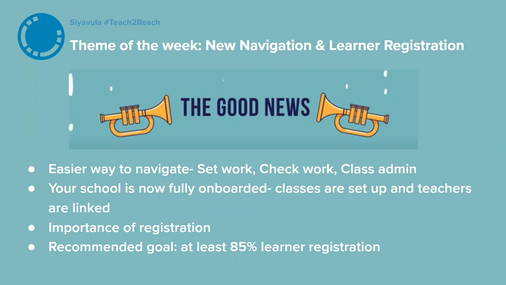At this point, our schools are fully onboarded. This means that classes have been set up and teachers have been linked to their classes. One important thing about learner registration is that when learners are registered, teachers are then able to see the full impact of the learners practicing and completing assignments on the platform. For this week and just in general, our recommended goal is at least 85% learner registration across grades as well as in individual classes.